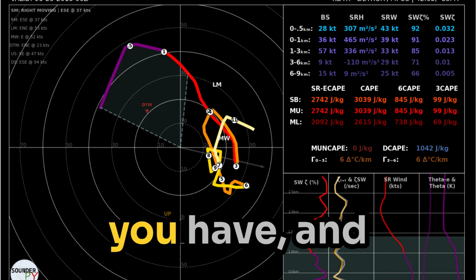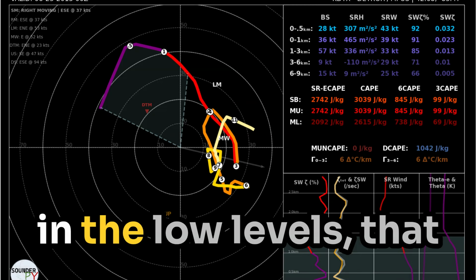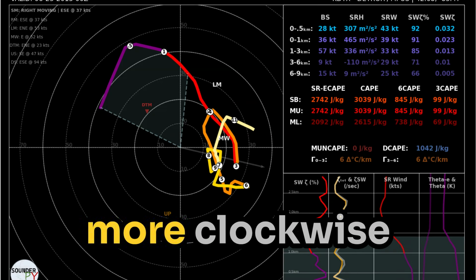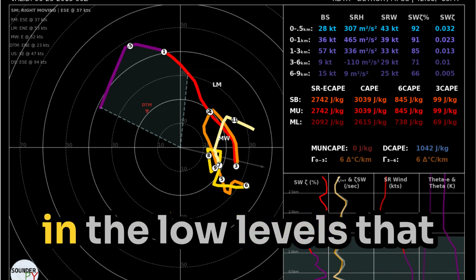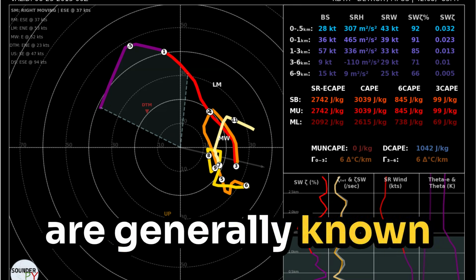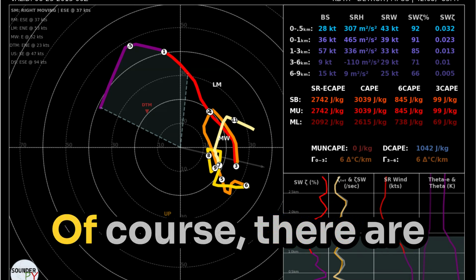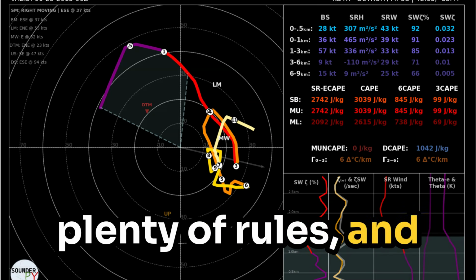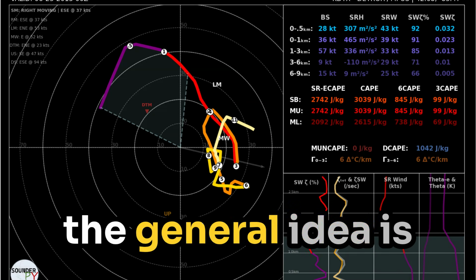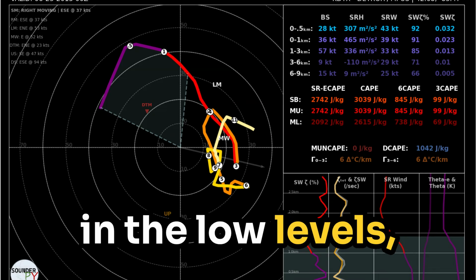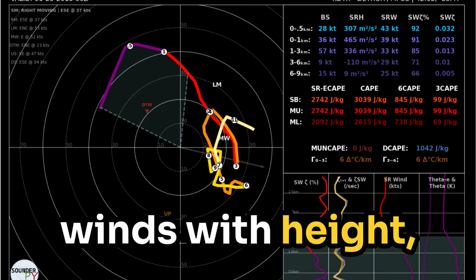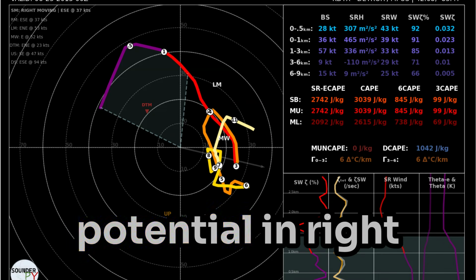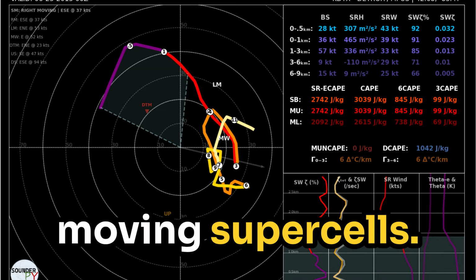The more veering you have and strengthening of the winds as you go up in the low levels, that leads to those larger, more clockwise curved hodographs in the low levels that are generally known to be favorable for tornadic activity. Of course, there are plenty of rules and plenty of exceptions to that rule, but the general idea is that the stronger veering you have in the low levels and strengthening winds with height, that can lead to a greater tornado potential in right-moving supercells.